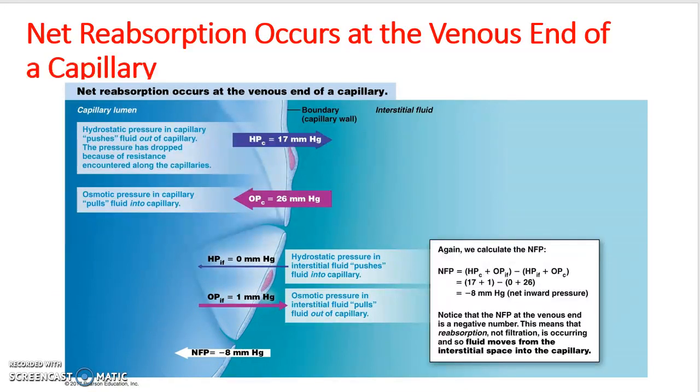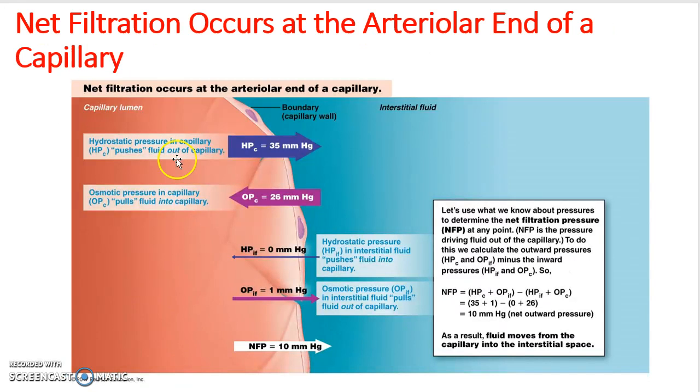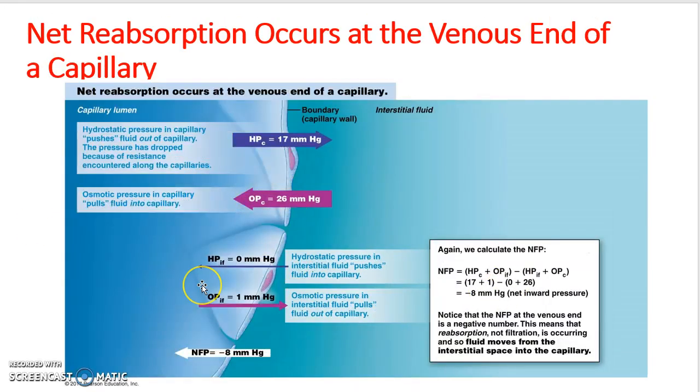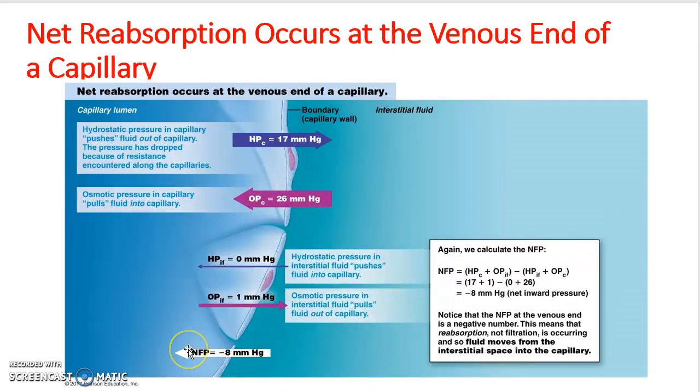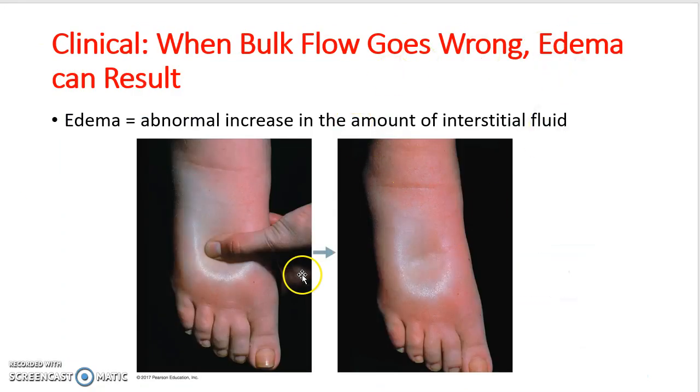Okay, so what we see as a result is fluid moving out at the arteriolar end and fluid moving in at the venous end. However, look at these numbers, guys. 10 millimeters of mercury of pressure out, but only 8 millimeters of mercury of pressure coming in. So the excess fluid is going to be picked up by the lymphatic system. When this goes wrong, when bulk flow goes wrong, you end up with edema.